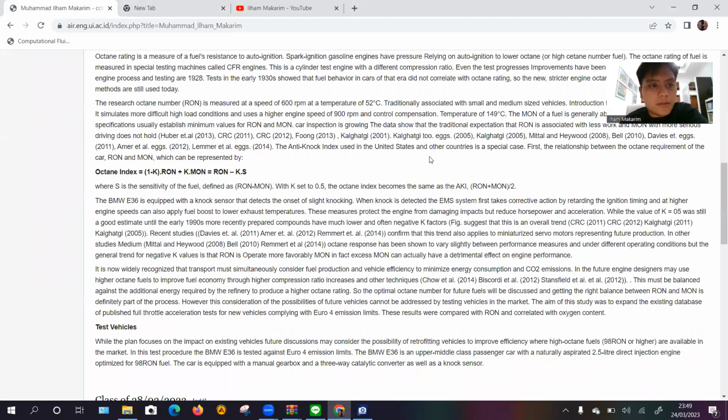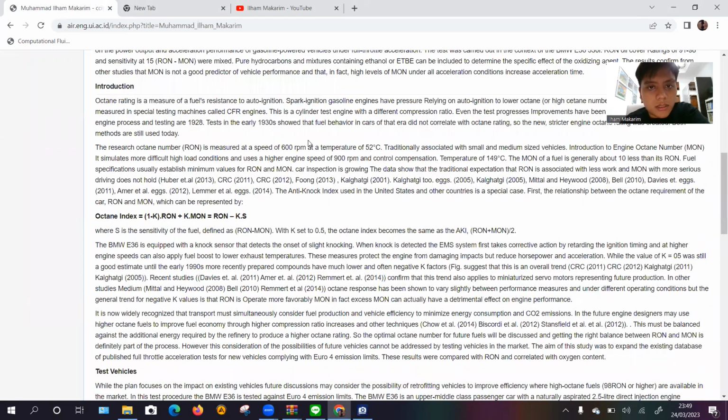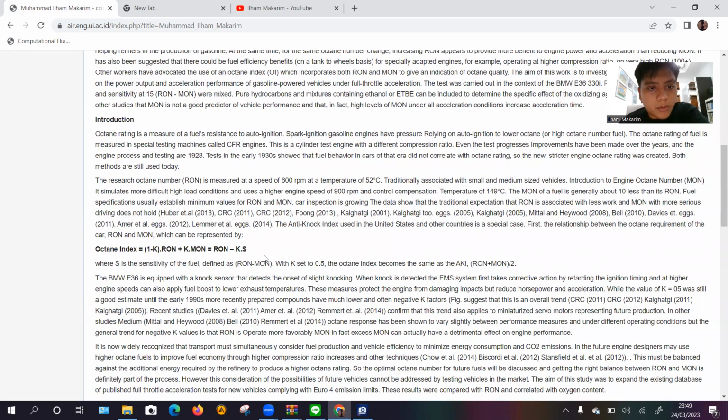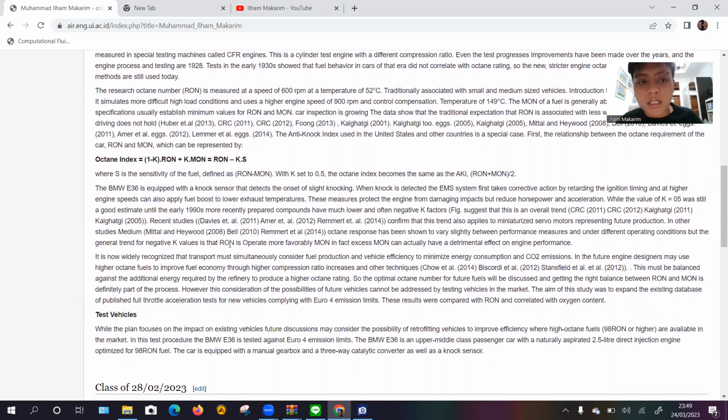So as you can see here, my last progress is writing in the formula for the octane index. And now my newest progress is I'm going to tell you specifically about my BMW specification.